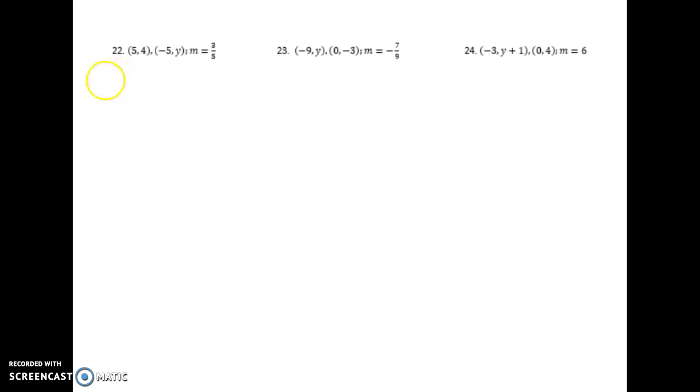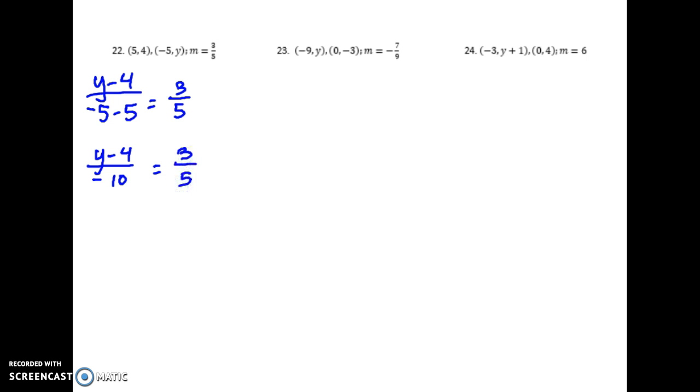Slope is going to be equal to y minus 4 divided by negative 5 minus 5, and our slope is going to be 3/5. So y minus 4, divided by negative 5 minus 5, which is negative 10, is equal to 3/5. When I set up my cross products, I'm going to have 5 times y minus 4 is equal to 3 times negative 10.